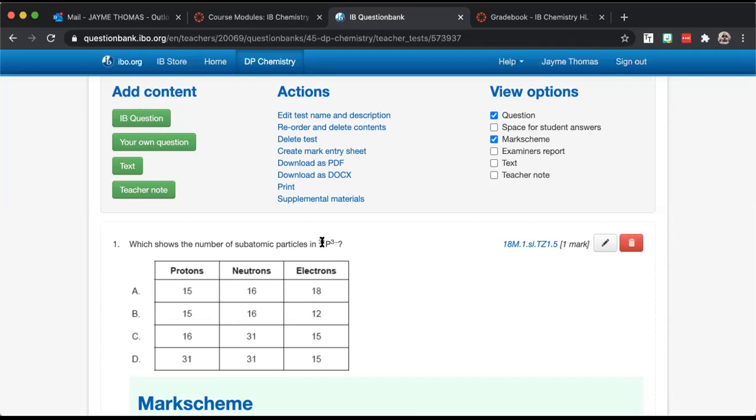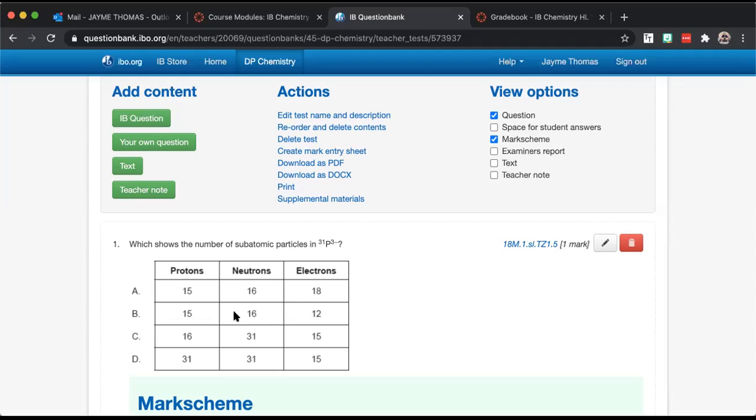So the number down here in the bottom right would be a 15. From that, we need to figure out how many protons, neutrons, and electrons this ion has. If I know the atomic number is 15, then that's the number of protons. So if I look up phosphorus on the periodic table, I can already eliminate C and D because they don't have 15 for the protons. So then I'm down to A and B.